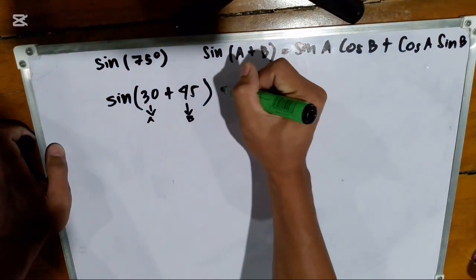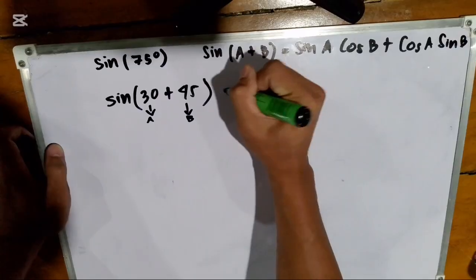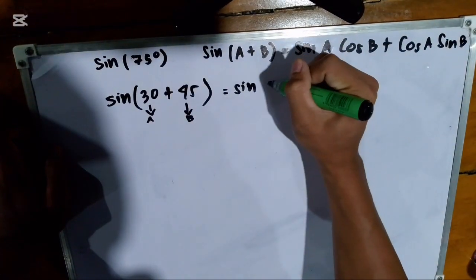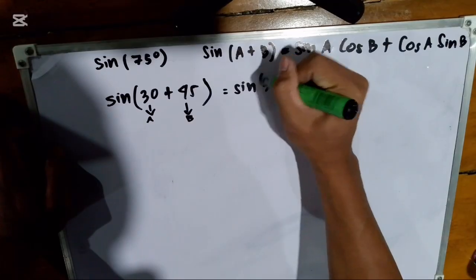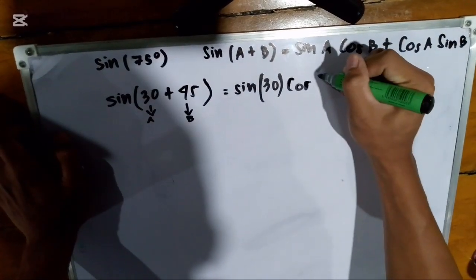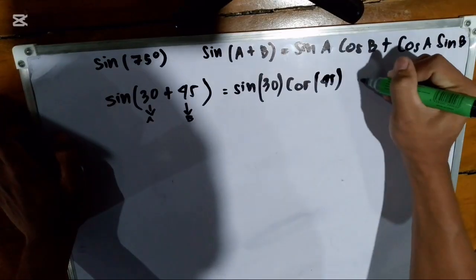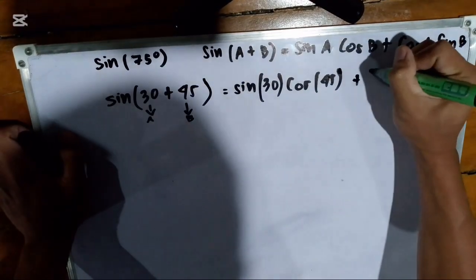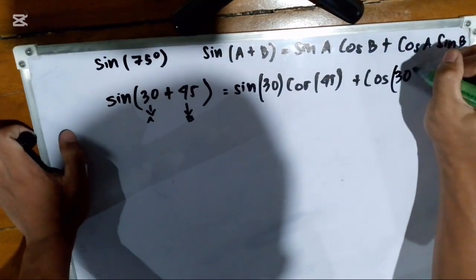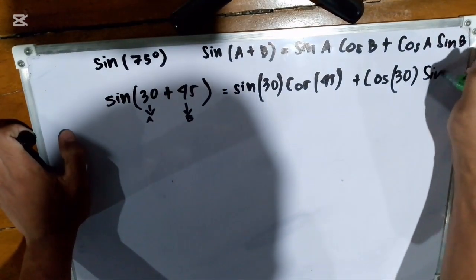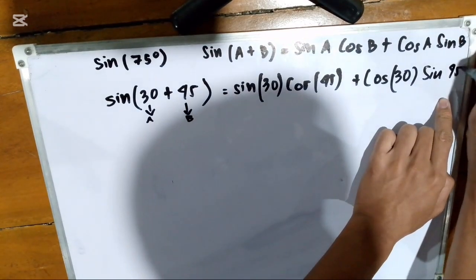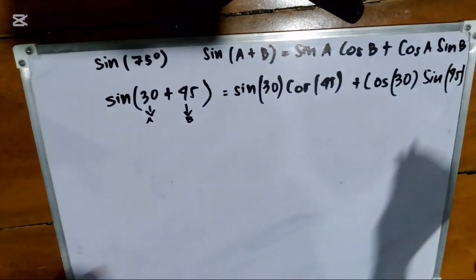After that, we will substitute this: sine A or 30 degrees and cos B or 45 degrees, plus cos A or 30 degrees and sine B or 45 degrees.